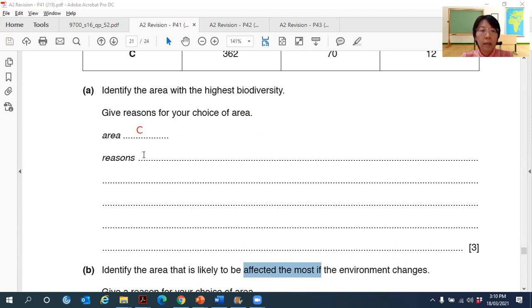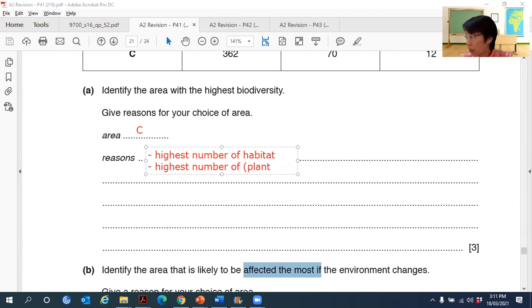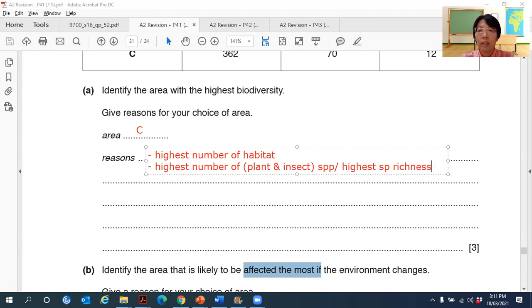So we say that because they've got the highest number of habitat, right? And number 2, we've got the highest number of plant as well as insect species, or highest species richness. So that's the second and third answer, okay, for this question.